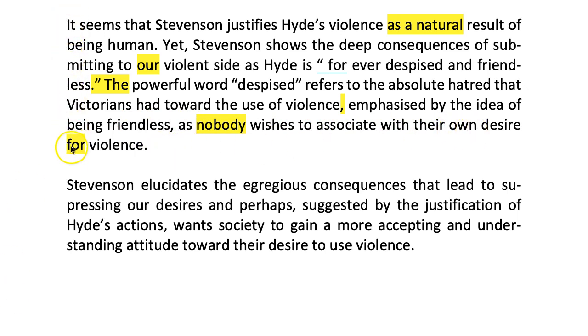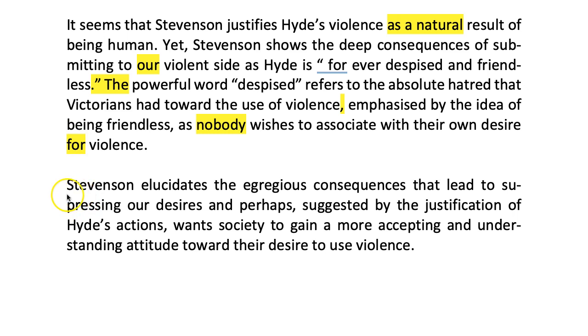So this half explores Stevenson's point of view. It says that Stevenson justifies Hyde's violence. In other words, what the writer means here is that there is a reason for Hyde's violence, I think, but justifies also means a good enough reason to excuse it. And we haven't really in this essay had an argument that shows that Hyde's violence ought to be excused. That hasn't been proven in the essay. So this again is part of an exploration that isn't fully developed. The essay has shown, however, that there are deep consequences of submitting to our violent side. So that bit has been proved. And it's also proved that the readers would have had an absolute hatred towards violence. So the interpretations in here have been mostly proved, but not fully.